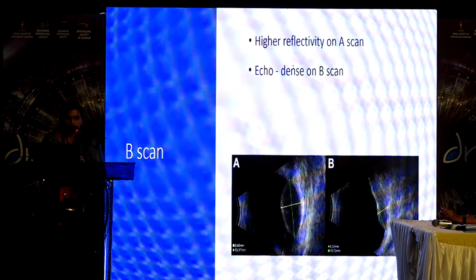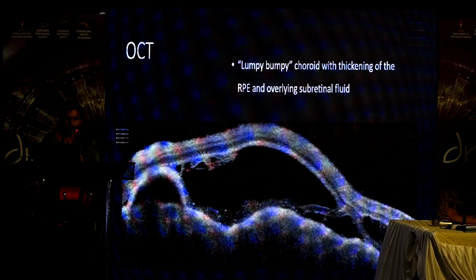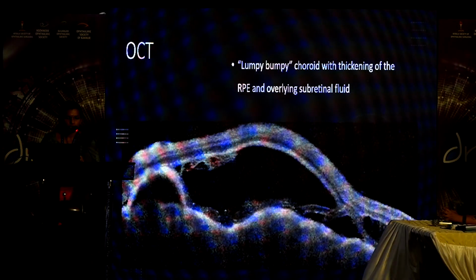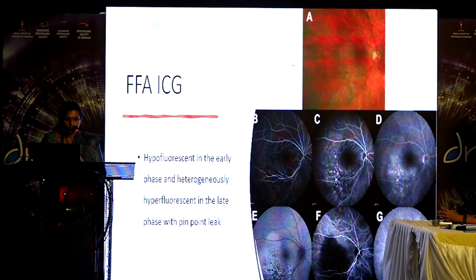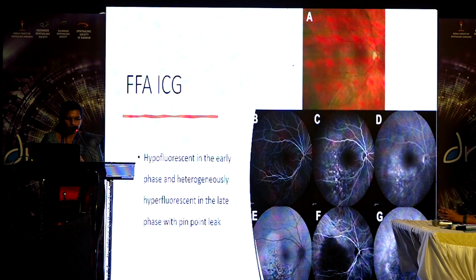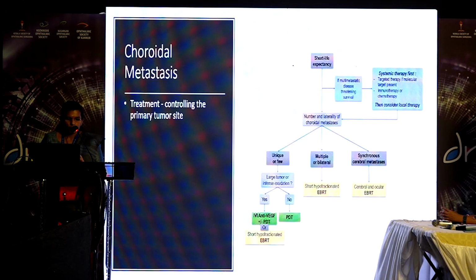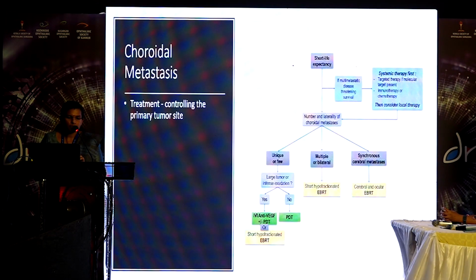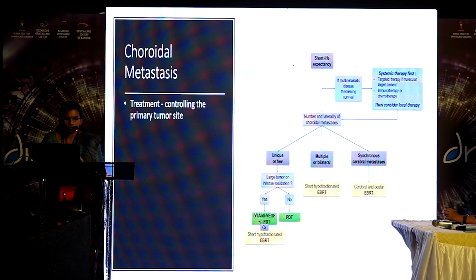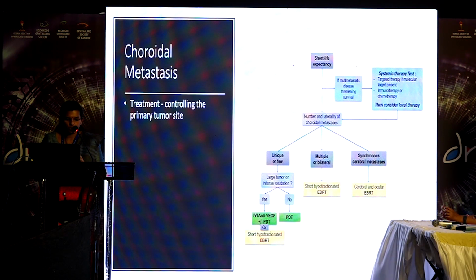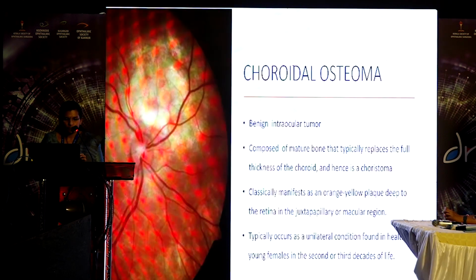In a B-scan, we can see high reflectivity, echo dense on the B-scan picture. And in OCT, a lumpy bumpy choroid with thickening of the RPE and overlying subretinal fluid. In angiogram, we can see hypofluorescence in the early phase and heterogeneous hyperfluorescence in the late phase with pinpoint leaks. So in choroidal metastasis, the treatment basically is controlling the primary tumor, and the local treatment options are intravitreal injections of anti-VEGF or intravitreal chemo agent injection, photodynamic therapy or external beam radiotherapy.